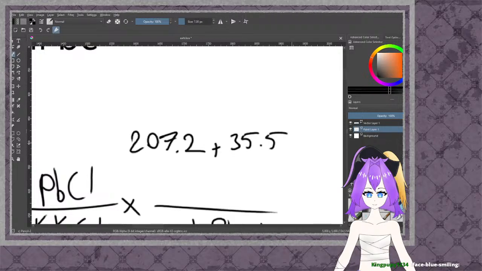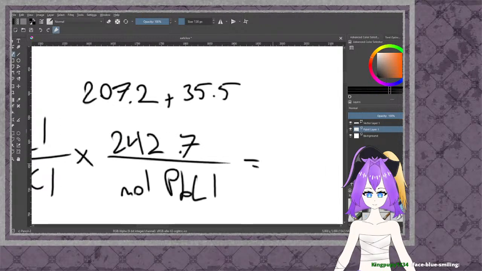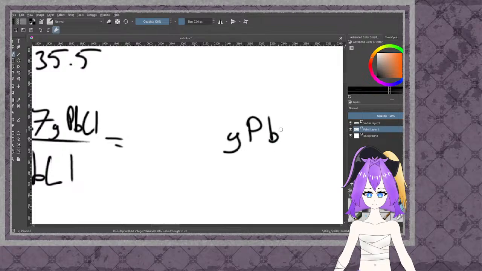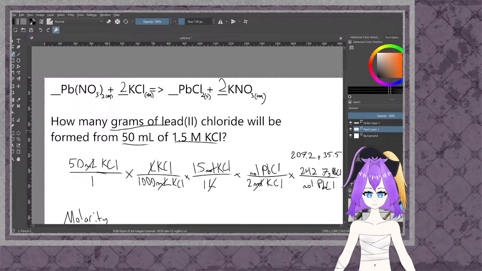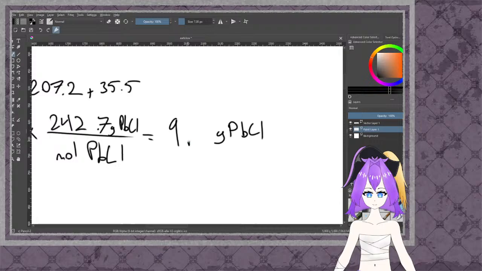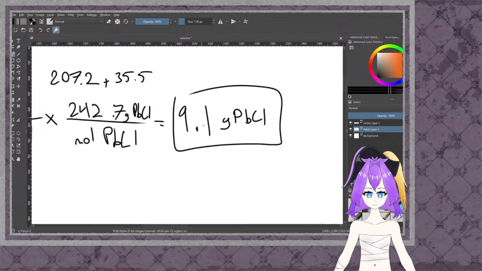Enjoy morning voice me while you can. 207.2 plus 35.5. Our molar mass of lead chloride is now 242.7 grams per mole, and this will give us our final answer in grams of lead chloride, as seen up here. So if you just punch this into a calculator, 50 divided by 1000 times 1.5 divided by 2 times 242.7, you get 9.1. So 9.1 grams, going to 2 sig figs because our given is in 2 sig figs. And that's the answer for the first one.